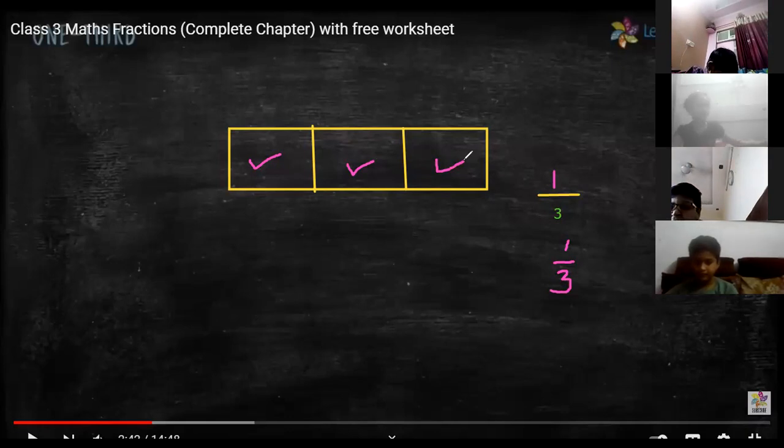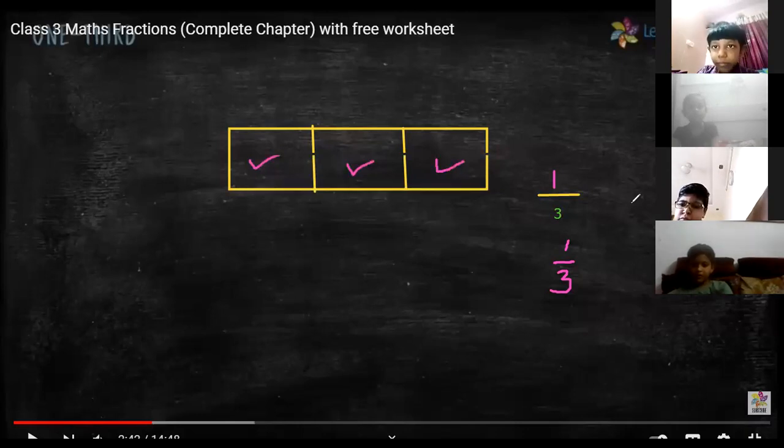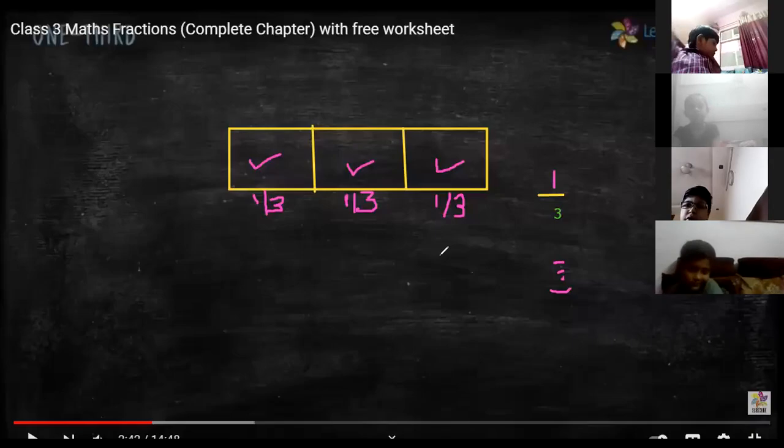So this time again the same question arises, that how many 1/3 we are going to have to make one whole? How many equal 1/3 we are having to make?